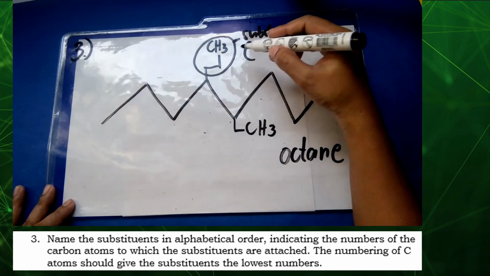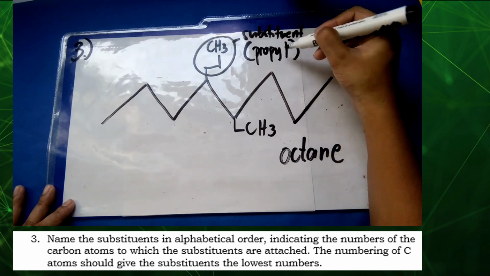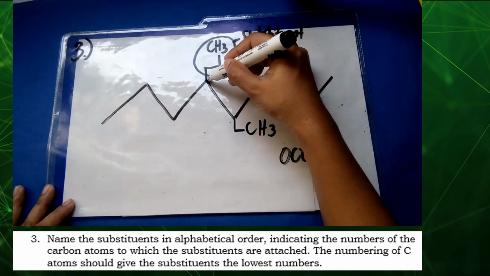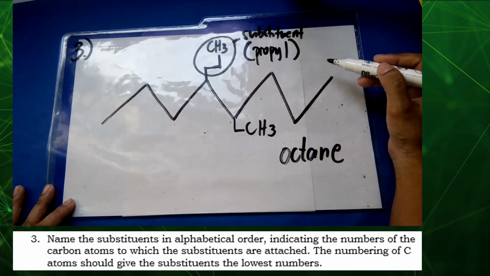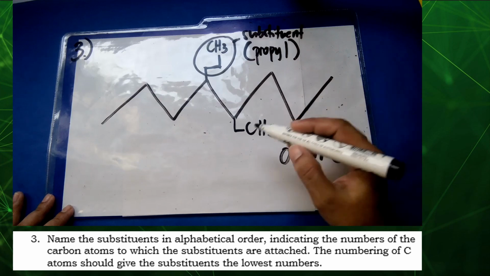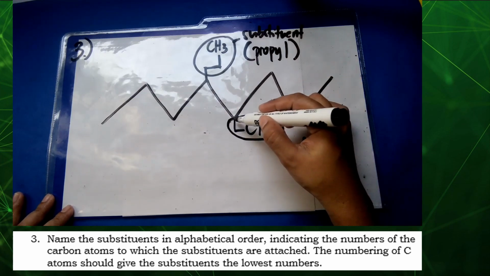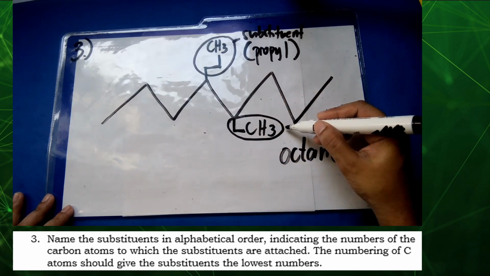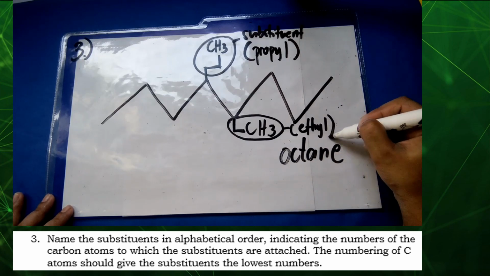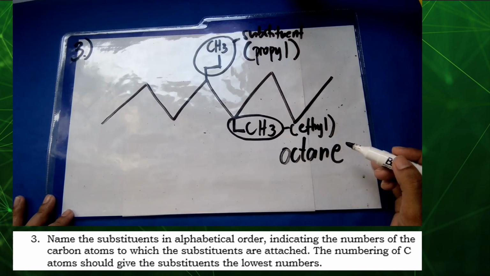So hindi na po siya 1. So hindi na po methyl ang tawag sa kanya. Instead, ang pangalan po niya ay magiging propyl. Again, paano naging propyl? 1, 2, 3. There are 3 carbon atoms there. So the name of that alkyl group is propyl. While this one here, since there are 2 carbon atoms, 1 and 2, the name of this substituent here is ethyl. Kasi may dalawa po.